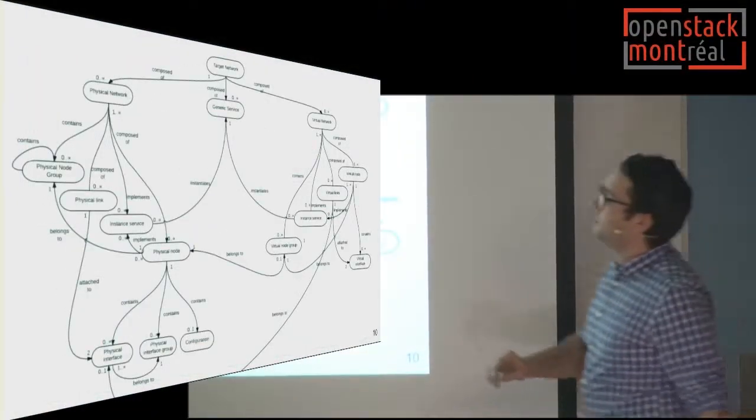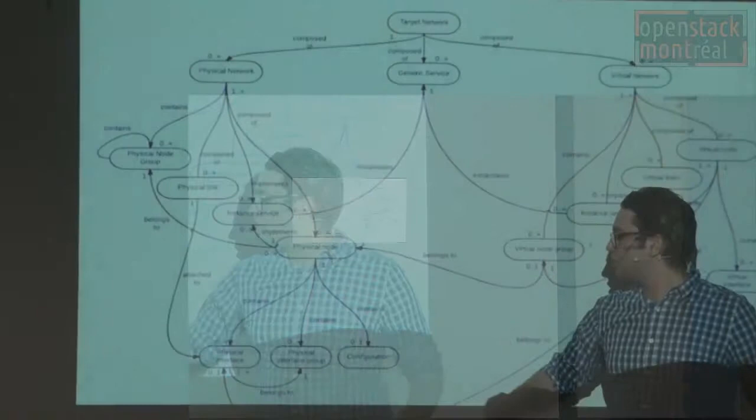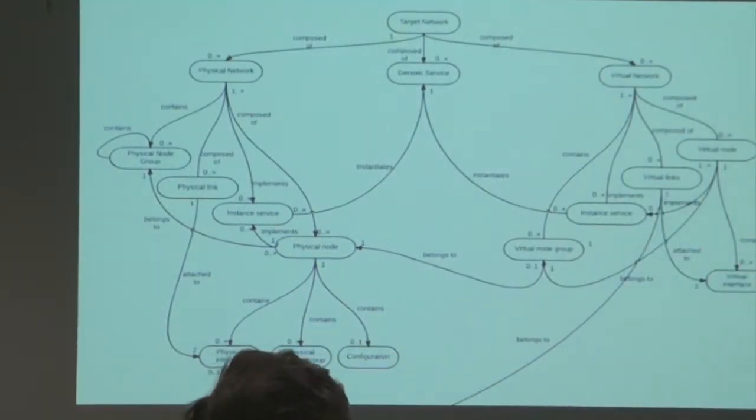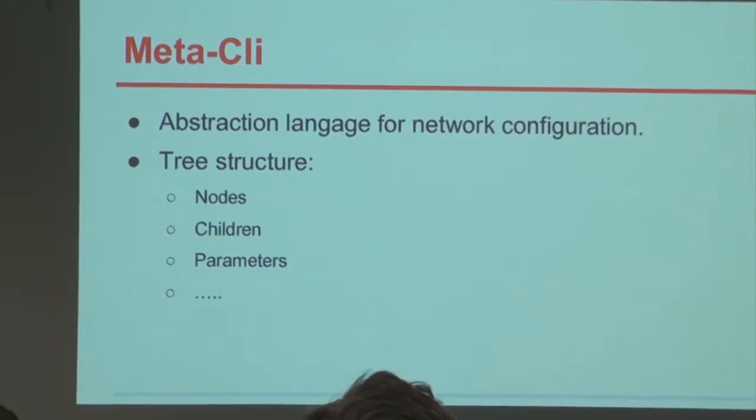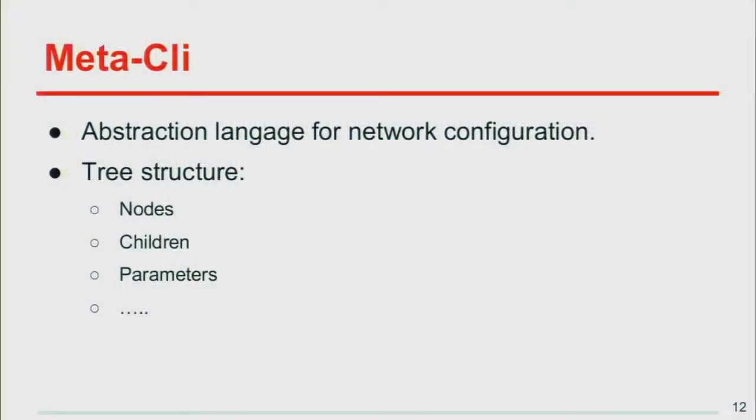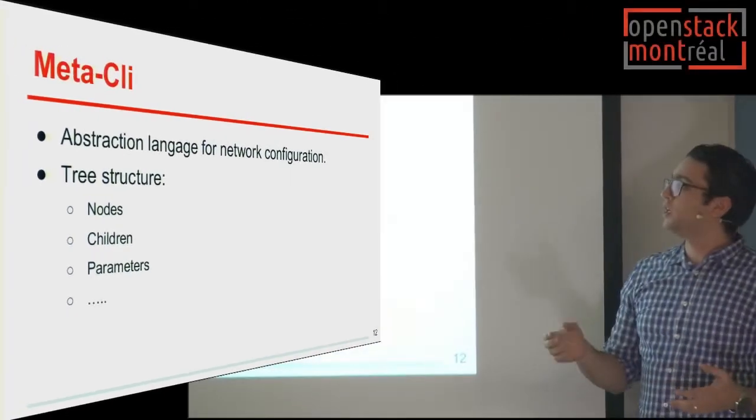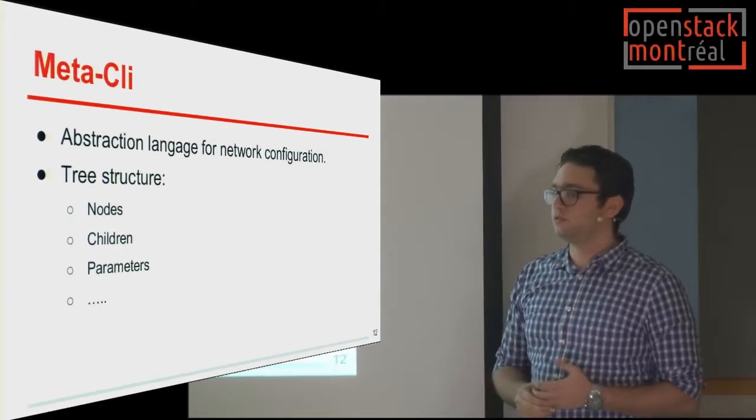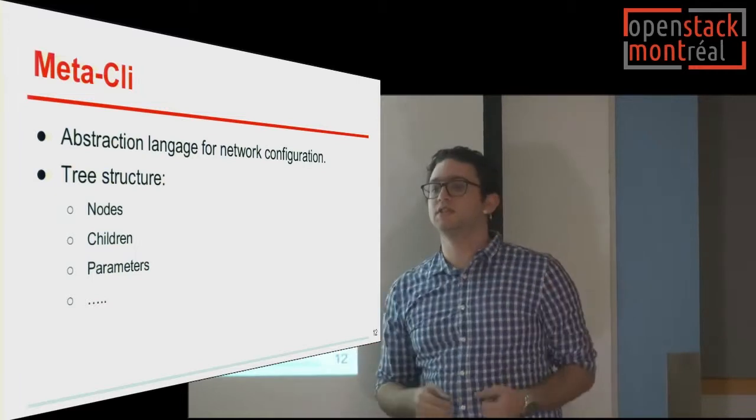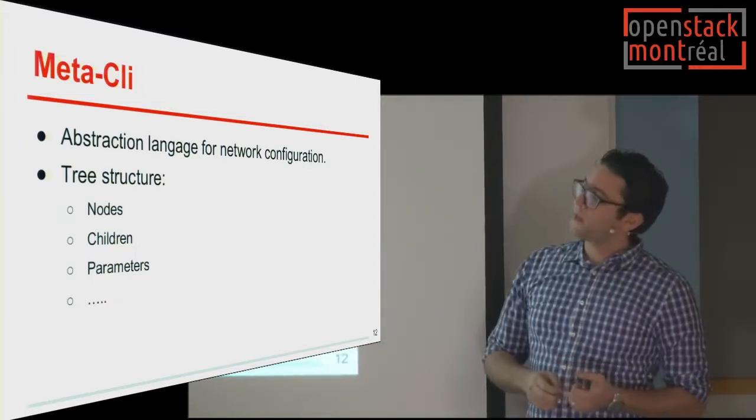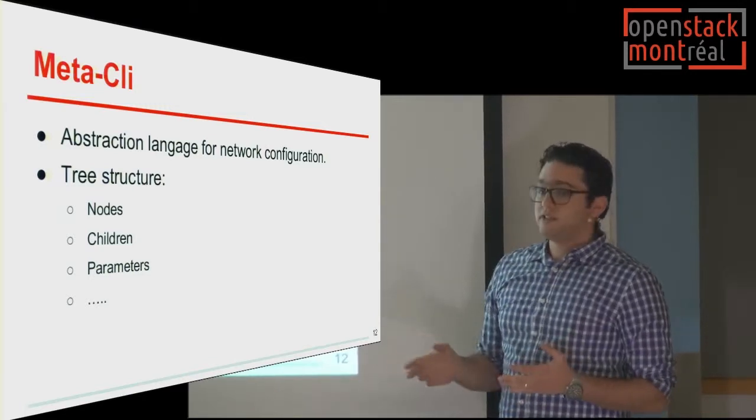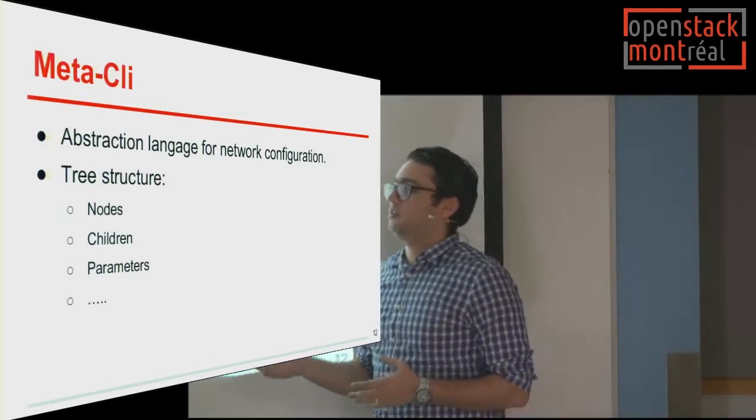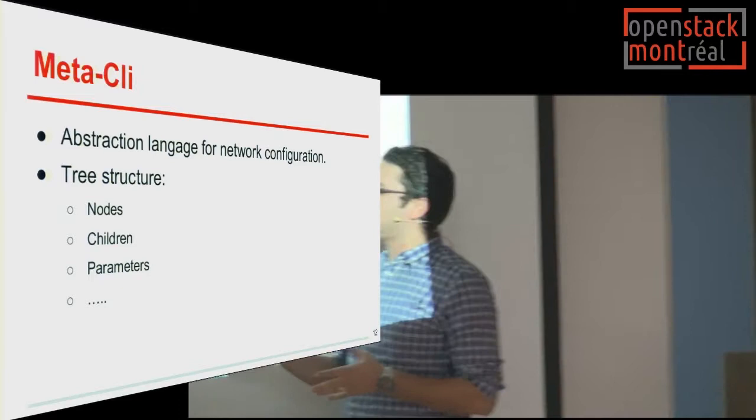So we will see that in each physical node we have a configuration. The configuration of physical nodes is made in the MetaCLI language. The MetaCLI language is an abstracted language for network configuration, which is developed in LTIR. It represents a tree structure, with multiple nodes, children, and parameters.